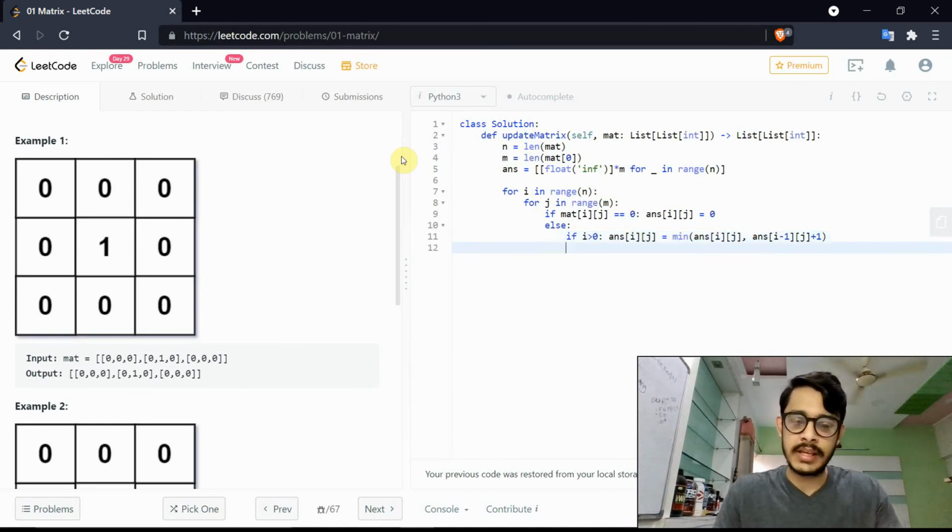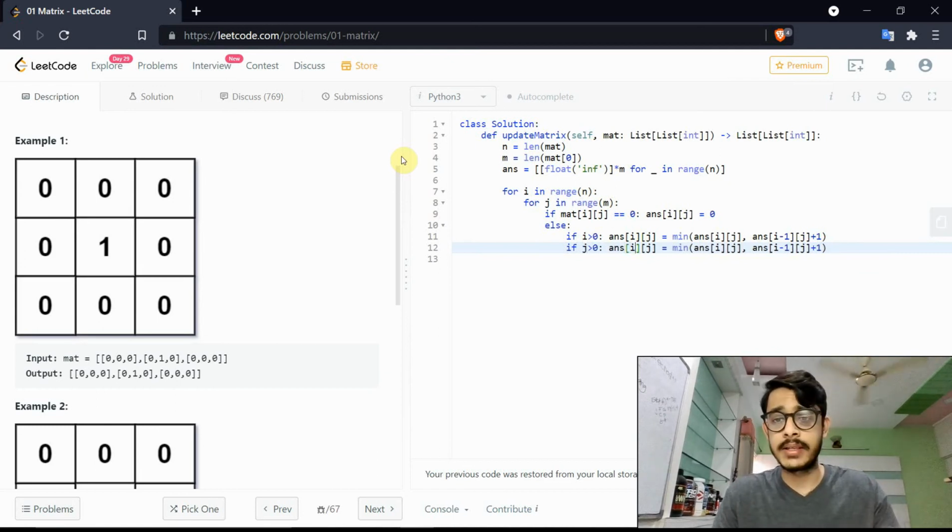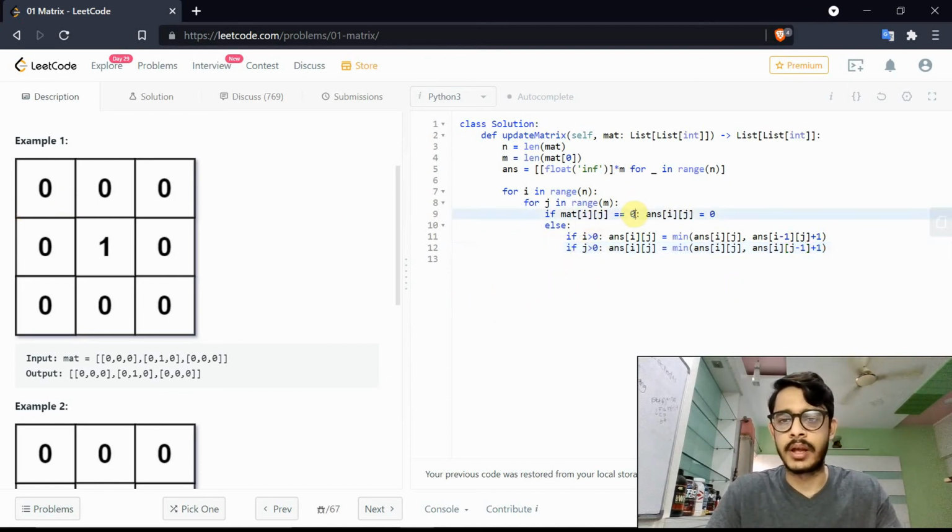And you'll do the exact same for this guy. You'll say if j is greater than 0, which means that a left element exists, you'll do the same operation here. So in case there is a cell like this which has no top or no left, you don't consider either of these if cases. But it's obviously 0, so the answer is 0, and that we've handled here. Cool. This should take care of the normal case.